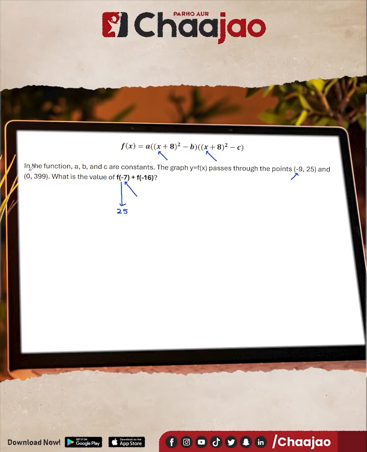This means that when the value of x was 0, the value of y was 399, and that should be consistent with when the value of x is -16. So I'm going to put f of -16 as 399. All I have to do is add these two numbers, 399 plus 25, that should come out as 424. Now let's have a look at one more question.